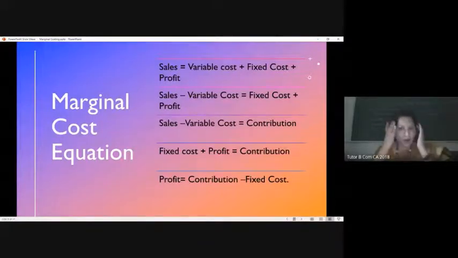We really have to understand the logic here. Sales minus variable cost is nothing but contribution. We know that. Fixed cost plus profit is in the reverse way. From the bottom side, fixed cost plus profit will give us contribution. Profit is equal to contribution minus fixed cost. All these have come from the primary definition.